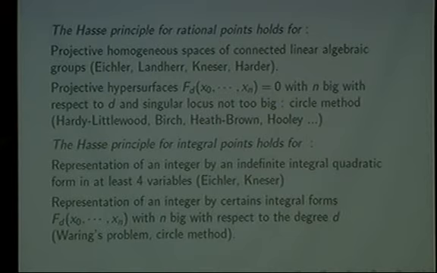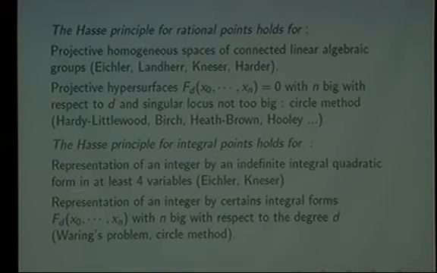And then there is a principle, this was for rational points. And for integral points, this principle holds for the representation of an integer by an indefinite integral quadratic form in at least 4 variables. So just before, we had a representation of an integer as a sum of 4 squares. So this is a definite form. So it's positive on the reals. Now, the representation of an integer by a positive definite form actually is a very difficult problem. It turns out the case of 4 squares is very special. But if you look at ax squared plus by squared plus cz squared plus dt squared, then it is very hard to decide what are the integers which are represented by this form.